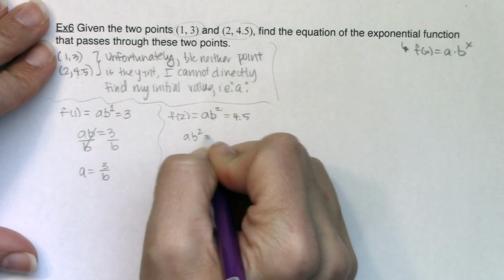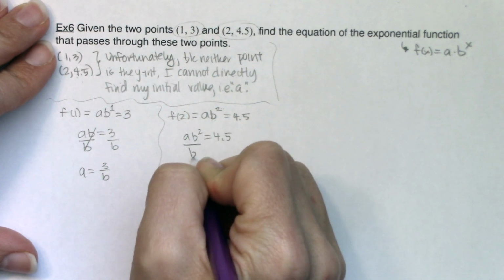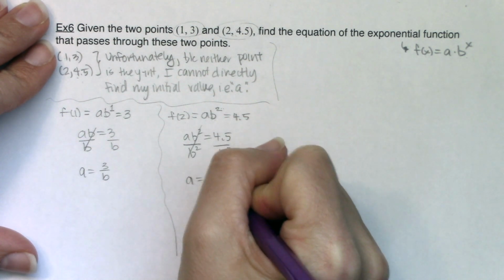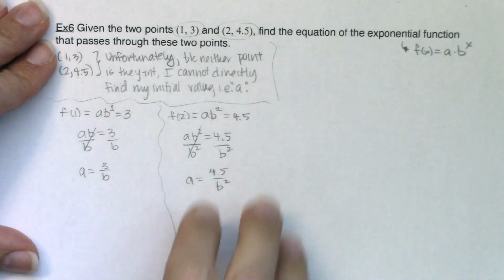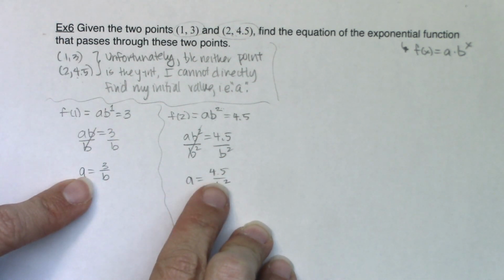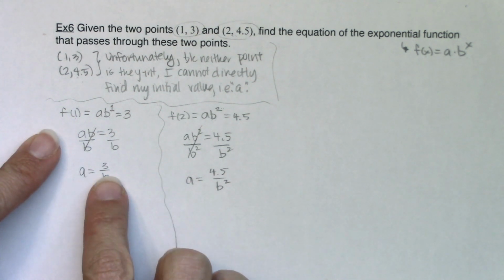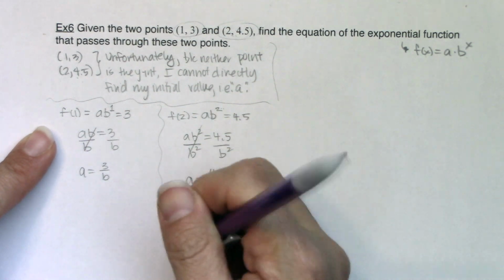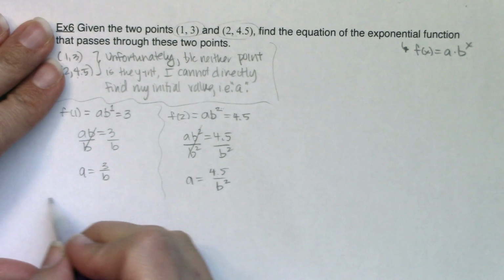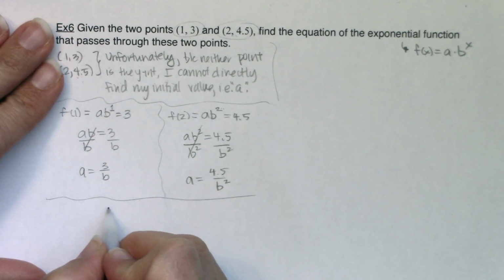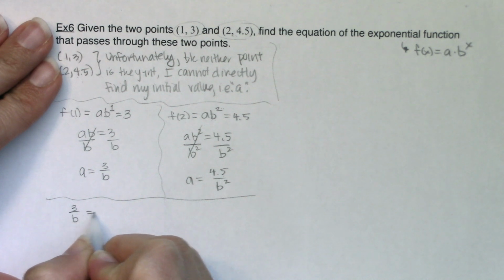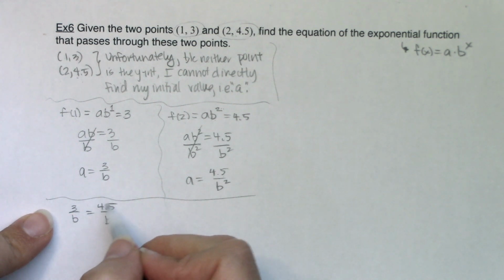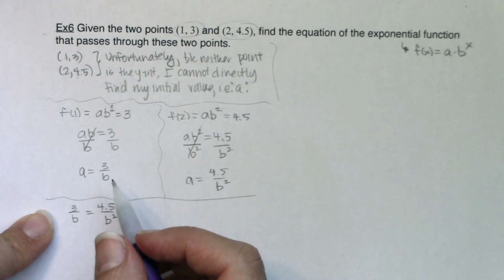Here, we know ab squared is 4.5, so I'm going to divide both sides by b squared. Cancels by design, and I'm going to get a is 4.5 over b squared. All right, so I solved both of these equations for a, and if a equals 3 over b, and a also equals 4.5 over b squared, then through transitivity, I can set 3 over b equal to 4.5 over b squared. And the good thing about this equation is now I'm down to one equation, one variable.